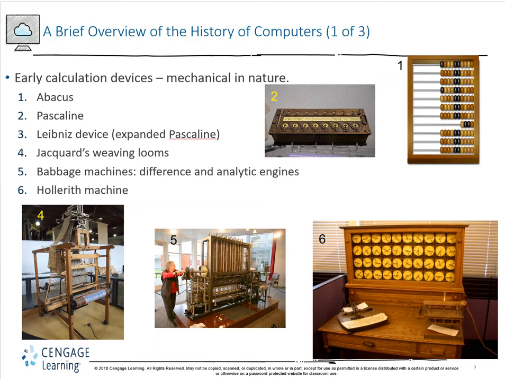And finally, the Hollerith machine, item number 6. It was invented by Herman Hollerith and was created to help with the U.S. Census. It actually ran on electricity and it used punched cards to store data. Hollerith established the Tabulating Machine Company, which would later become IBM.